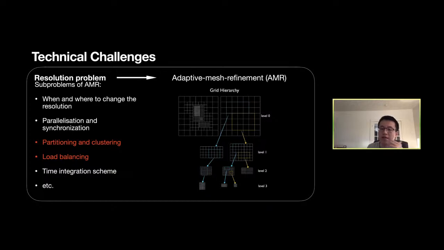And they have a direct connection to your load balancing, because you will partition those boxes and distribute them to different computational nodes. The better your load balancing, the higher efficiency you can achieve. So this is a very important point. And the time integration scheme you choose is also very important.